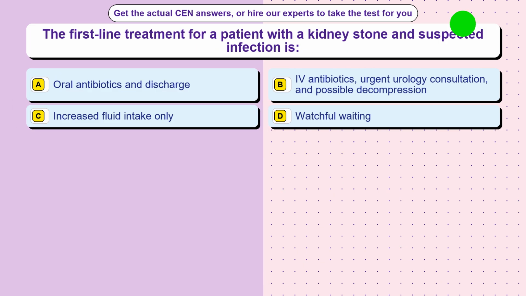Question 55. The first-line treatment for a patient with a kidney stone and suspected infection is: Option A, oral antibiotics and discharge. Option B, IV antibiotics, urgent urology consultation, and possible decompression. Option C, increased fluid intake only. Option D, watchful waiting.